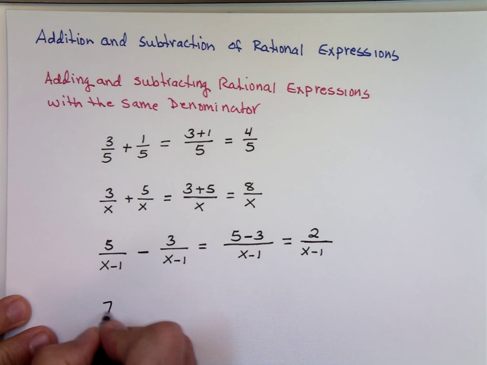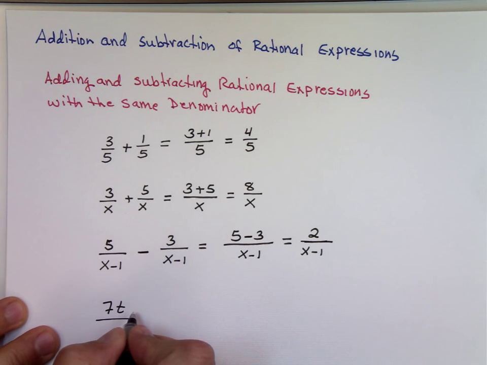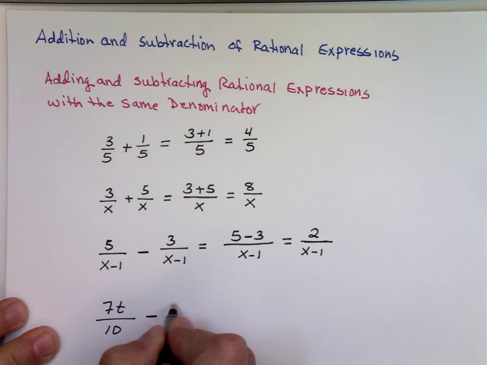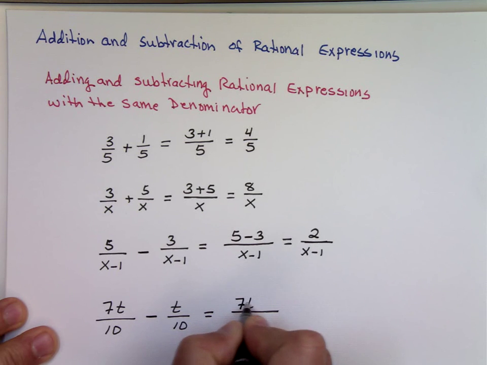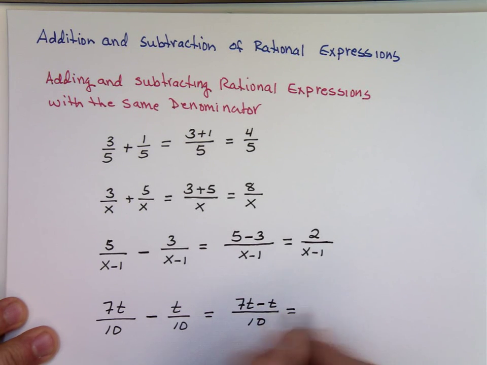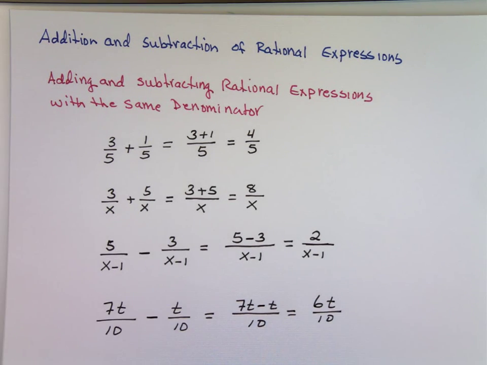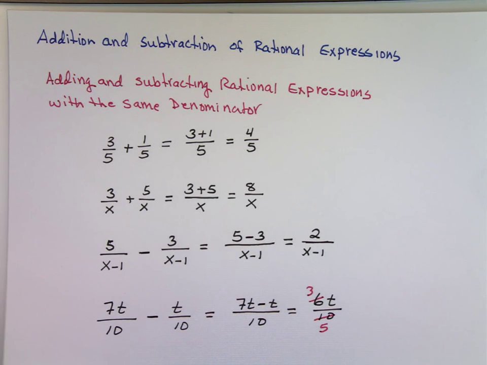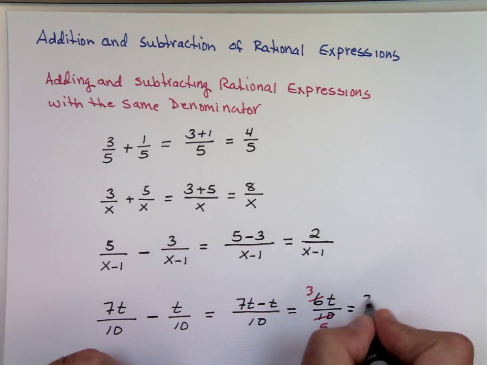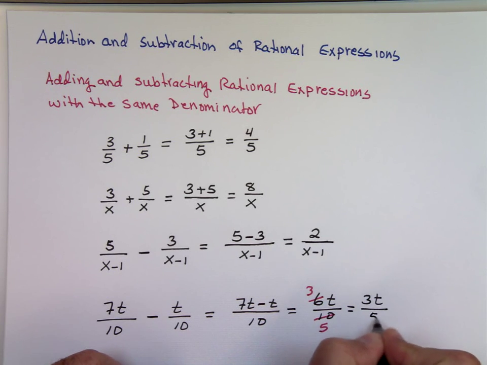I could have 7t over 10. I want to subtract from it t over 10. Notice the same thing in the bottom. 7t minus t, that's a 1t. What's 7 minus 1? 6t over 10. Now this one can be simplified. I can divide the 6 and the 10 by 2. By 2, this is 3. By 2, this is 5. So my answer will be 3t over 5.